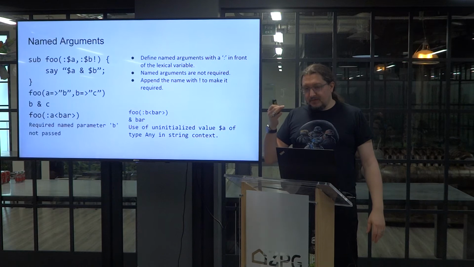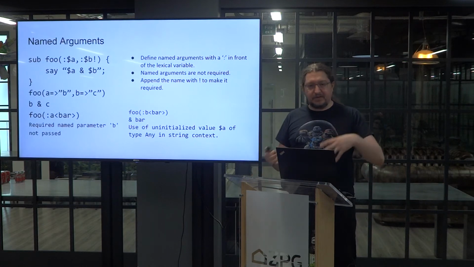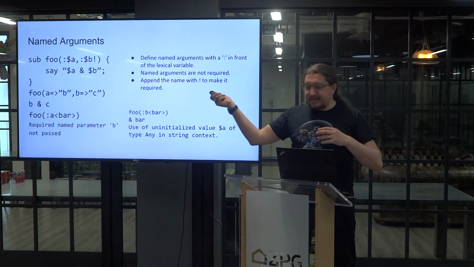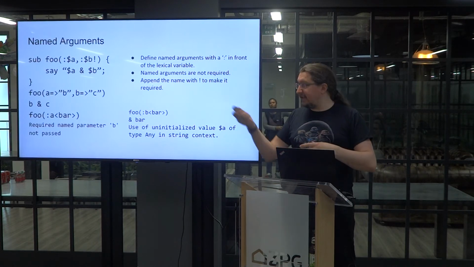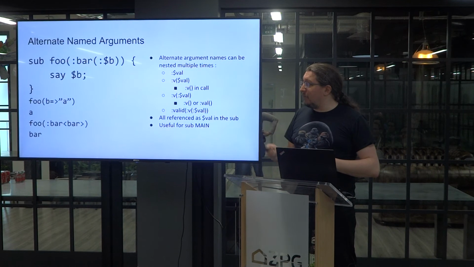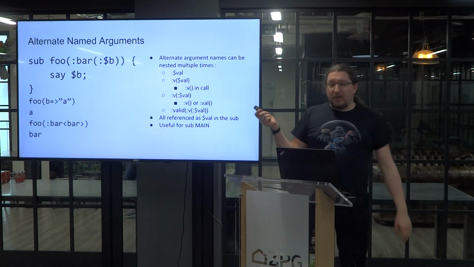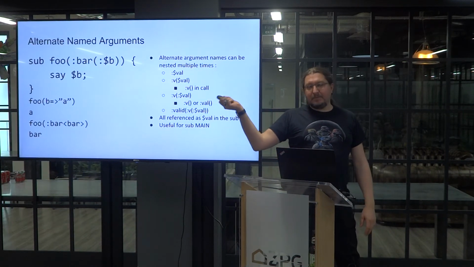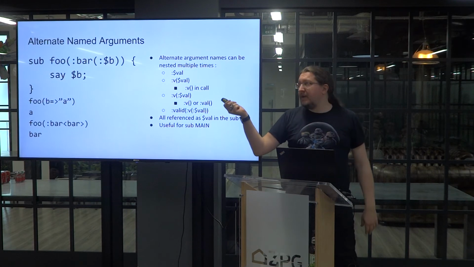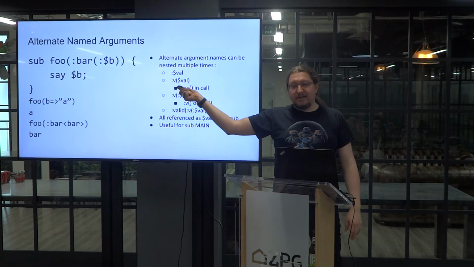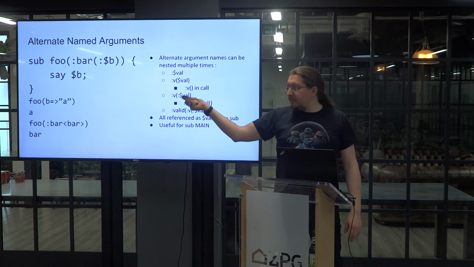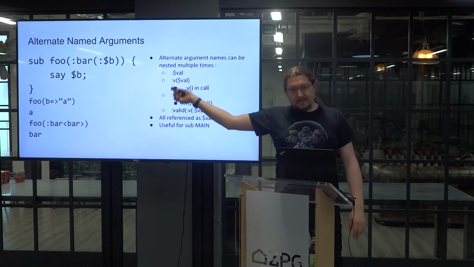But named arguments can be really quite nice, and if you're used to using the whole fat arrow syntax for passing hashes to things, then this is basically the same thing. But they get more powerful because you can define multiple names for your arguments. In this case, I can call this function with either bar or b as my name, and it will set the value of b to the value that I pass in.